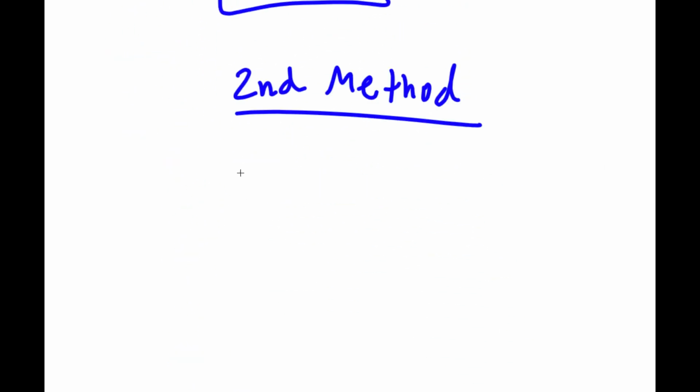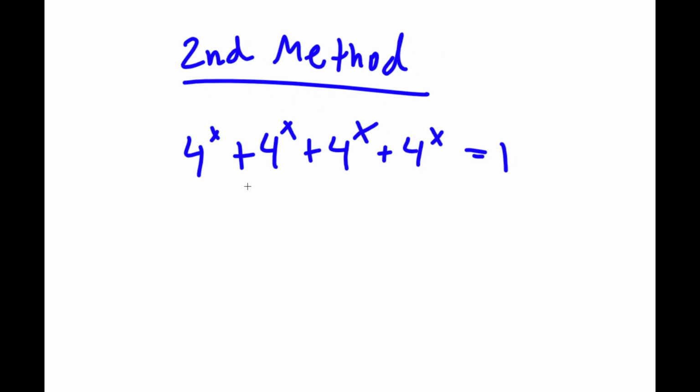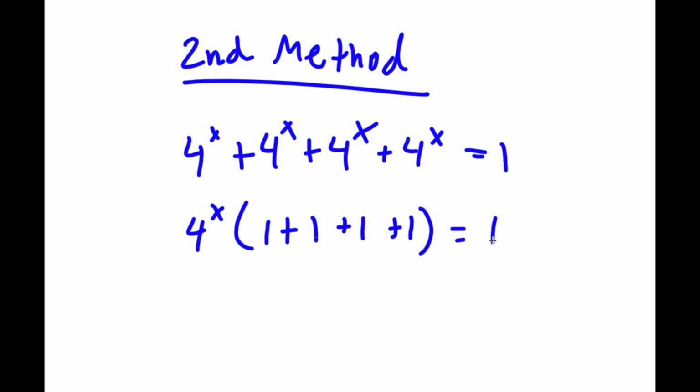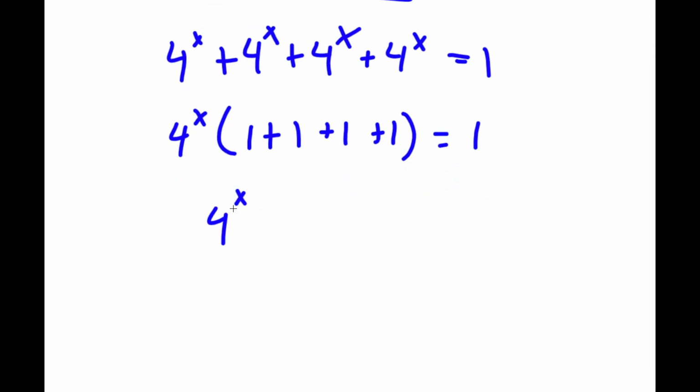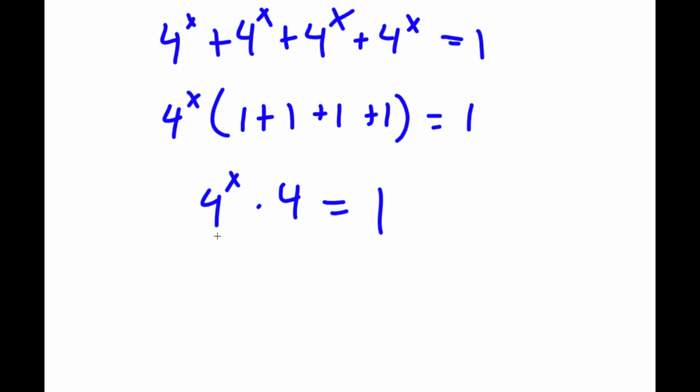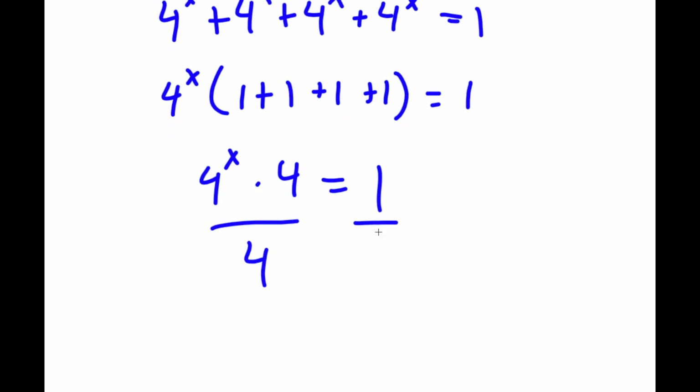So again, we first start with 4 to the power of x plus 4 to the power of x plus 4 to the power of x plus 4 to the power of x is equal to 1. Now again, I'm going to factor out 4 to the power of x, so I get 4 to the power of x times 1 plus 1 plus 1 plus 1 is equal to 1. Now if I simplify it in parentheses, I get 4 to the power of x times 4 is equal to 1. Now this time, instead of multiplying these two, I'm simply going to divide both sides by 4.